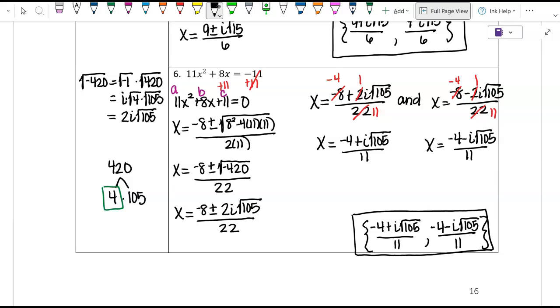So the work you're going to get for this in just a minute, some of them may be imaginary, some of them may not be. That's why we have to understand, we have to figure out that number under the radical. If it's a negative, I'm going to have an imaginary solution. If it's positive, I'm going to have a real solution.